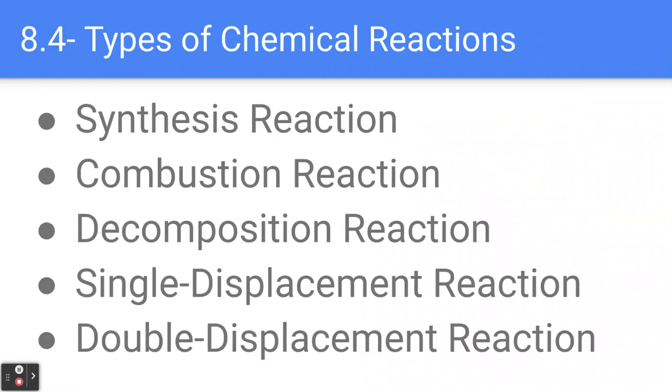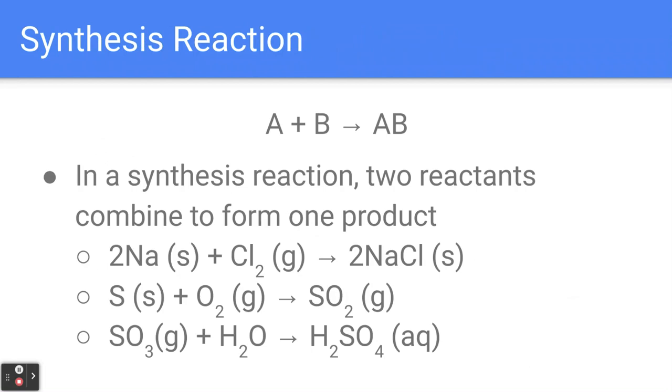So there are 5 types of reactions that we're going to classify in this class: synthesis, combustion, decomposition, single displacement, and double displacement. So a synthesis reaction could be simplified as saying taking A plus B and we get product AB together. In a synthesis reaction, 2 reactants combine to form one product. You can see here we've got sodium and chlorine gas, and those come together to form the nice tasty salt that we put on our food.